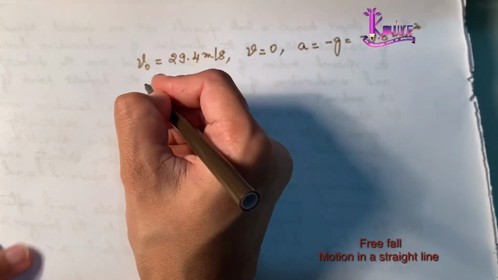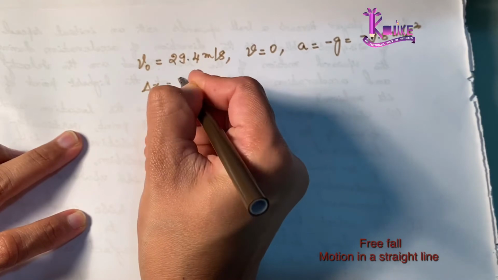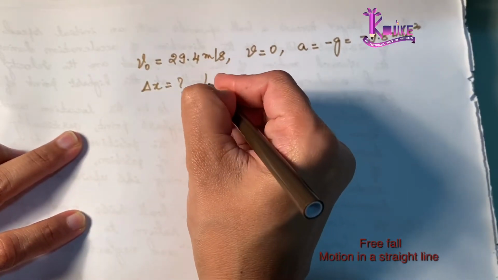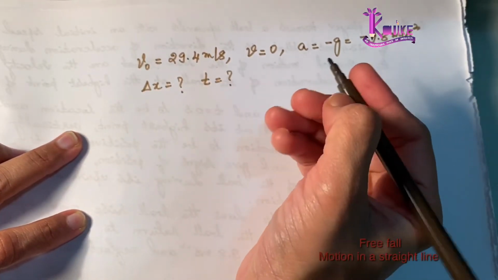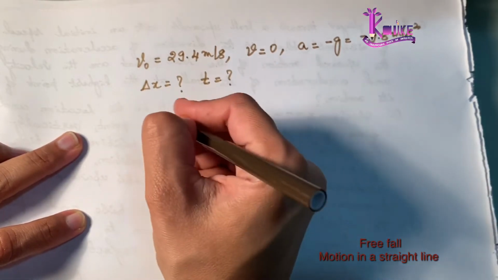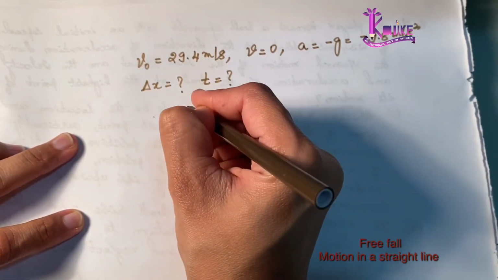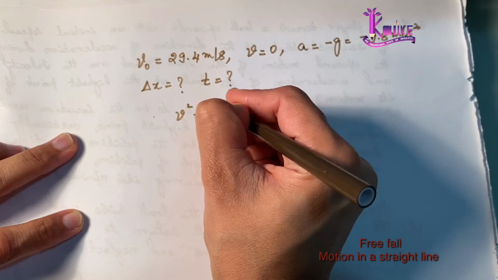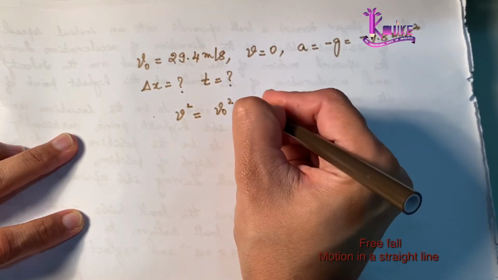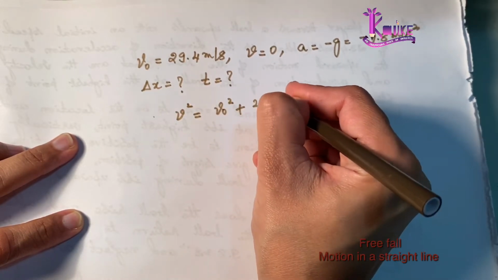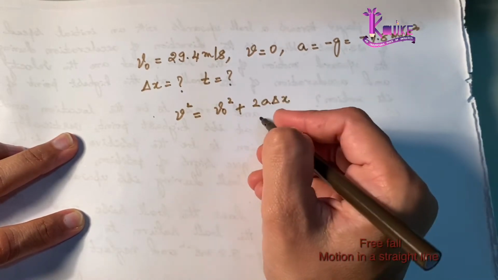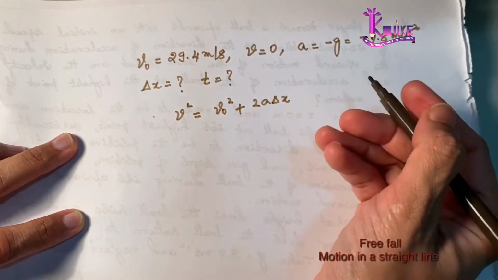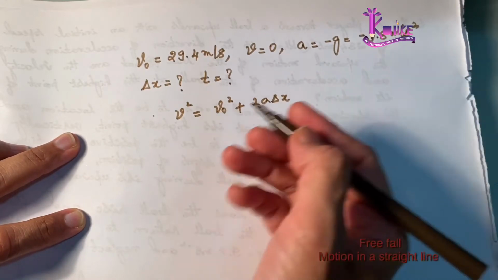We have to calculate the total distance travelled delta x, which is the maximum height, and we have to calculate the time. So we can use equations of motion. So I just use this equation, v square is equal to v naught square plus 2 into a into delta x. But here in this case a is minus g, which we will substitute later.